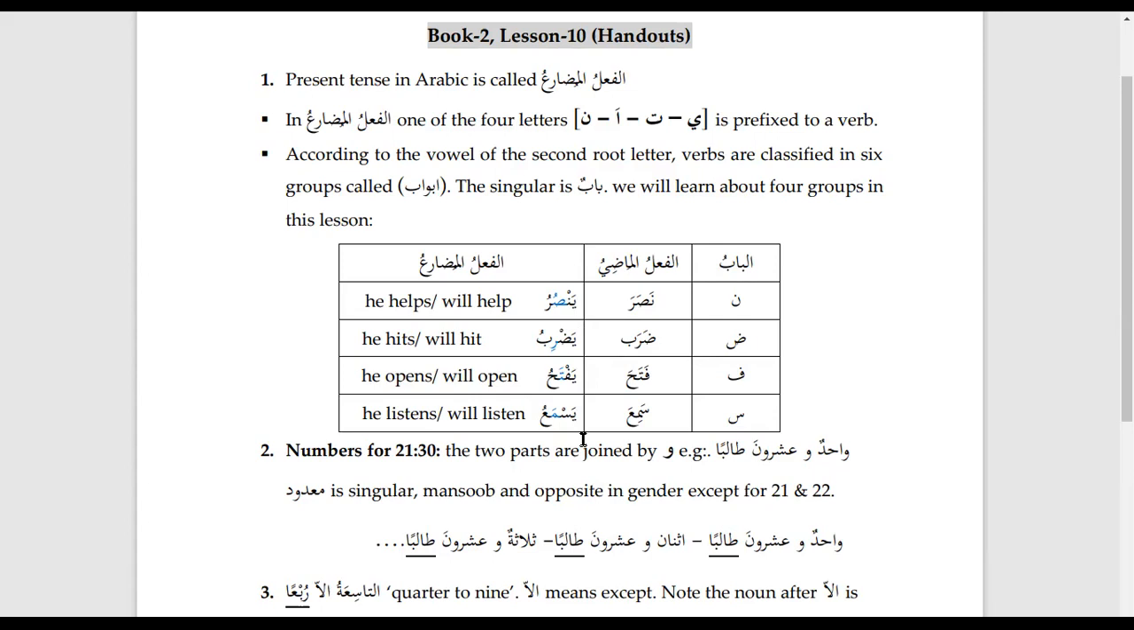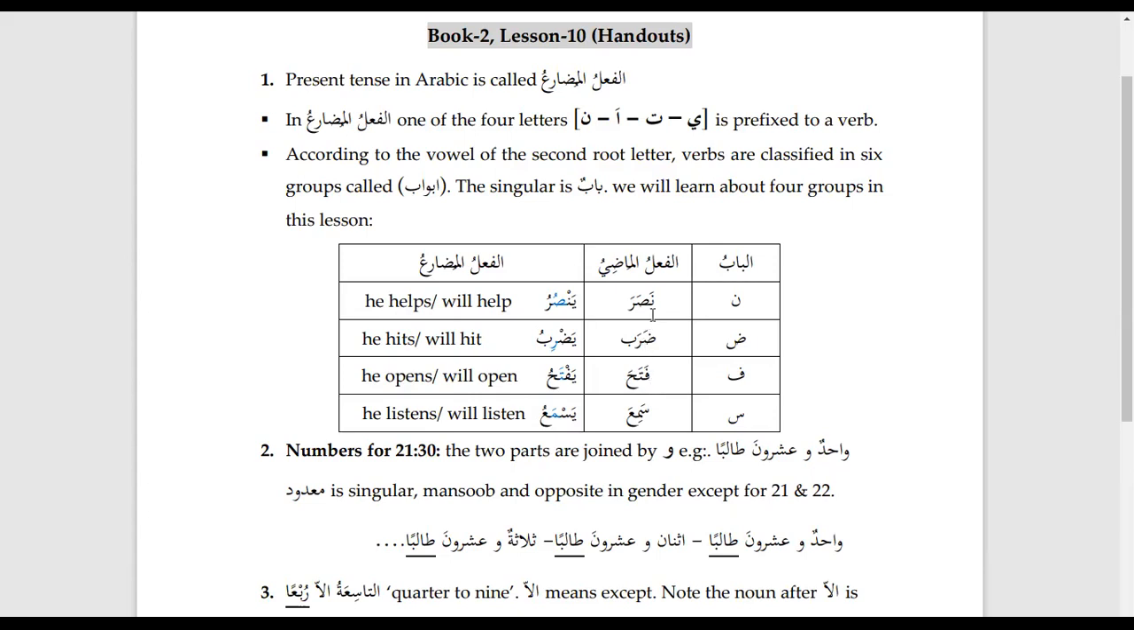Yafhamu. Excellent. So this is how, inshallah, we will learn our verbs. When we learn and understand these verbs, then based on them we can make the rest of the derived forms of the verb as well. For example, we can make the doer, fa'il, and the object, maf'ul.